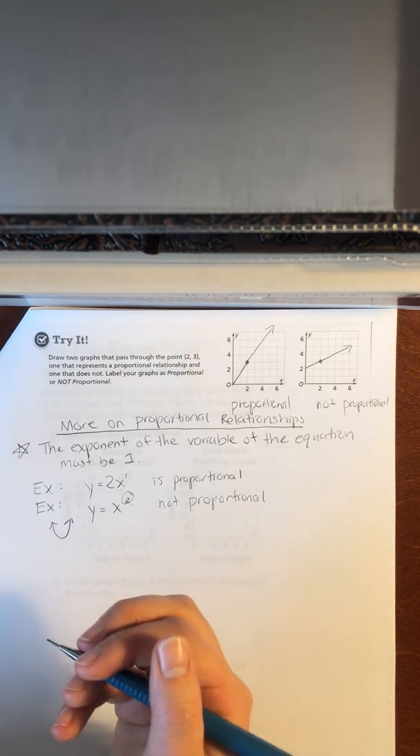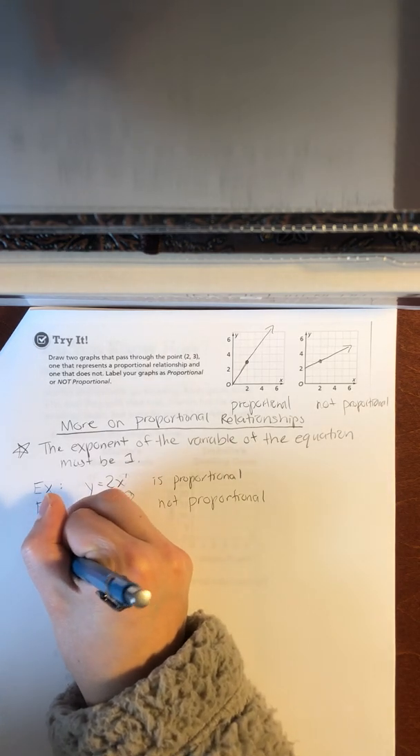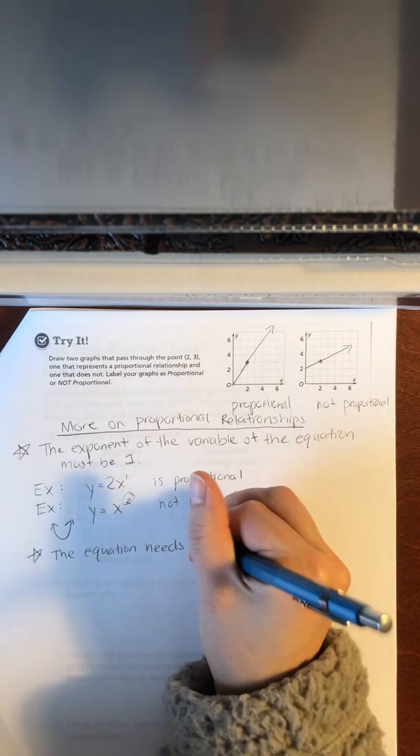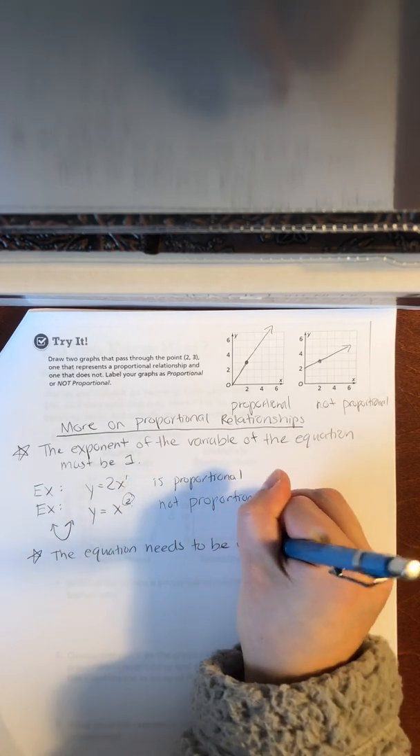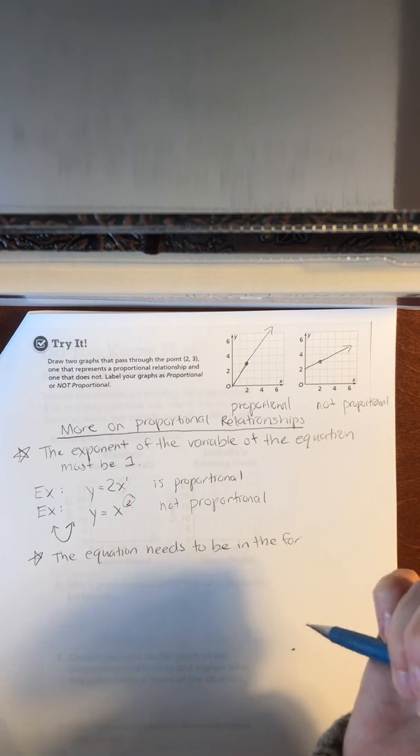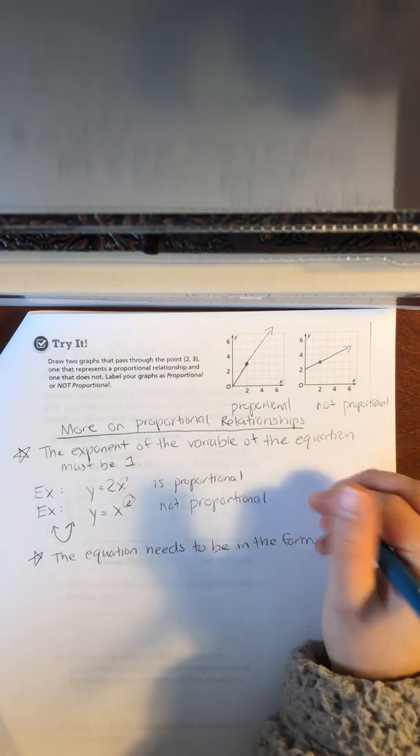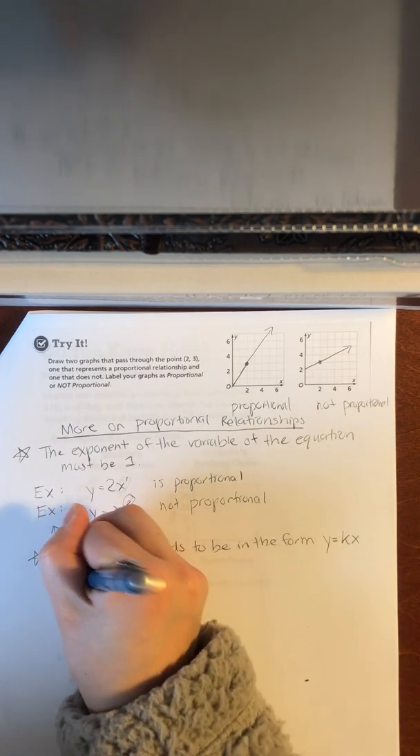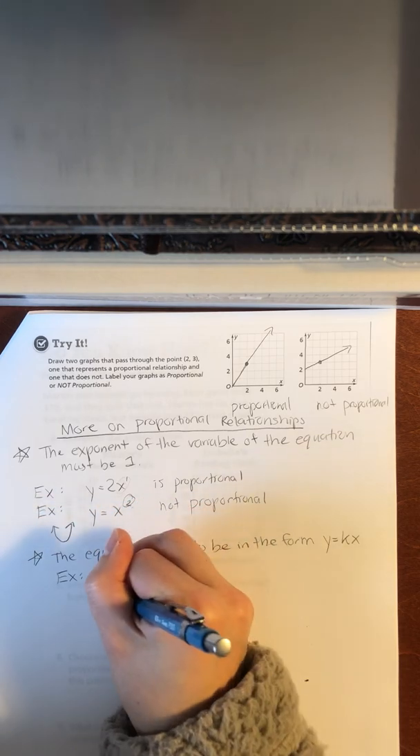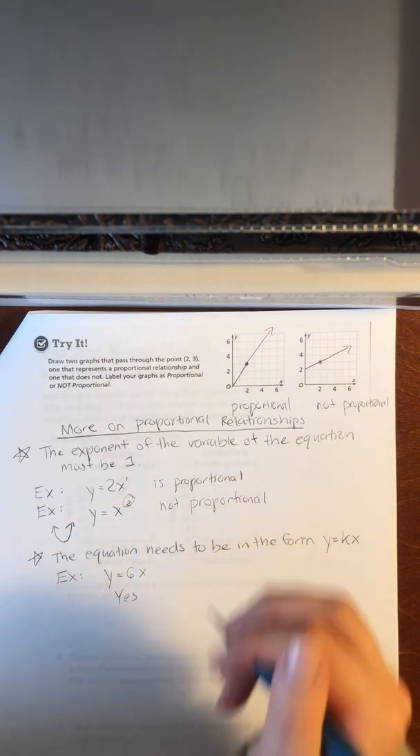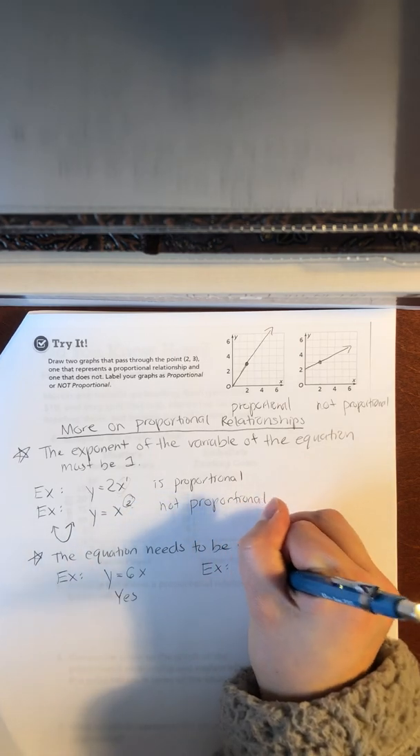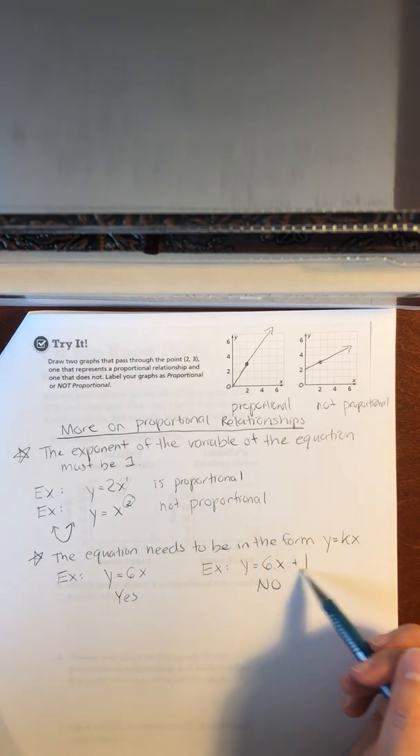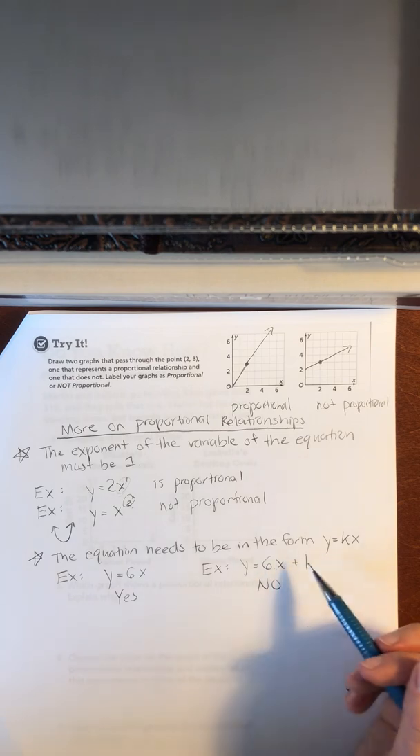Okay, next thing I want to review is that the equation needs to be in the form y equals kx. So example, y equals 6x. Yes, that is in the form y equals kx. Another example, y equals 6x plus 1. This one would be no, because this part is y equals kx, but then we have this plus 1 over here. It cannot say plus 1 or minus 1.